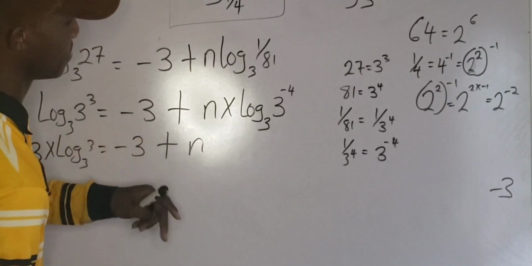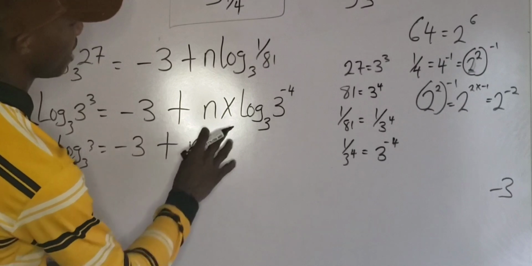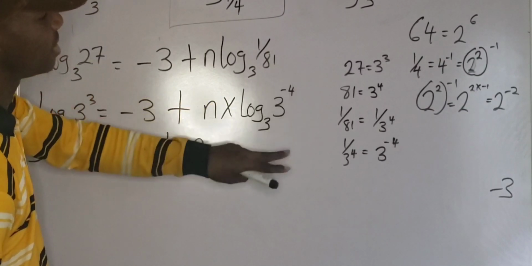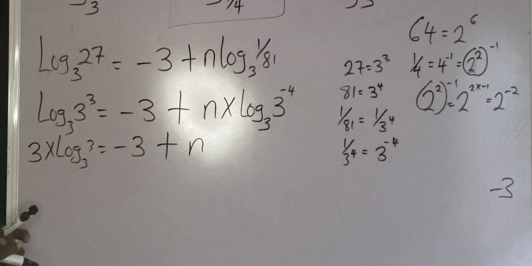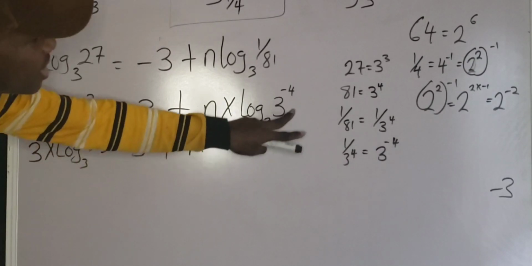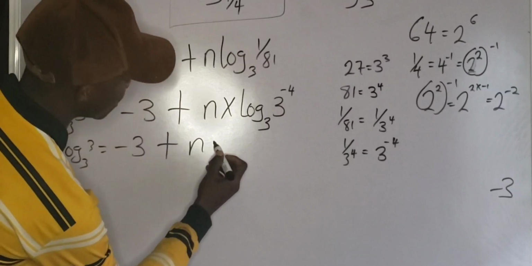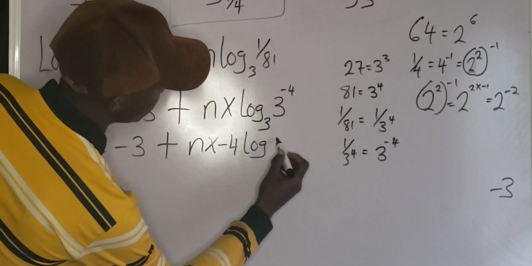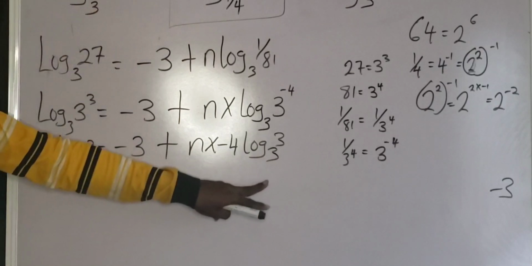Now look at this. According to the laws of logarithm, the log of a power is the product of that power and the log. That is, when a logarithm is raised to a power, it can be expressed as the product of the power to which it is raised and the log itself. So log 3 is raised to the power of minus 4. So I'm going to have n multiplied by minus 4 log 3 base 3. Do you understand how I got this?